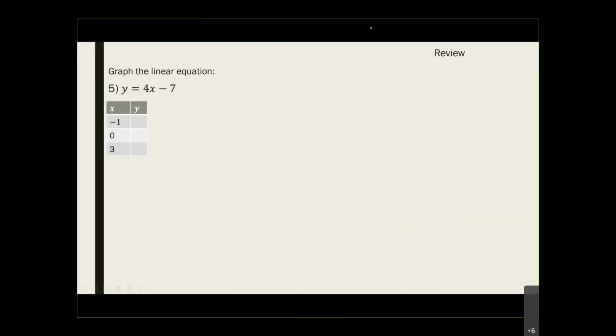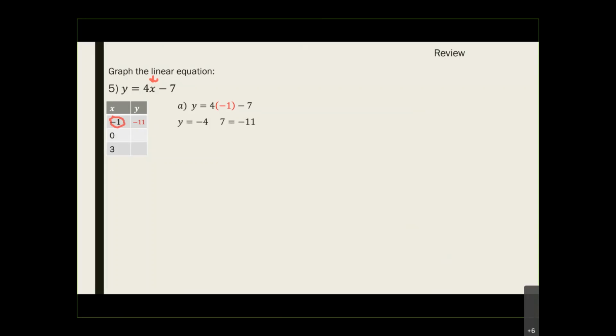Looking at this, first we take -1 and plug it in where my x is. I labeled this A. All I did was take -1 and replace the x: 4 times -1 is -4, -4 minus 7 gives me -11. So I know that my ordered pair is (-1, -11).